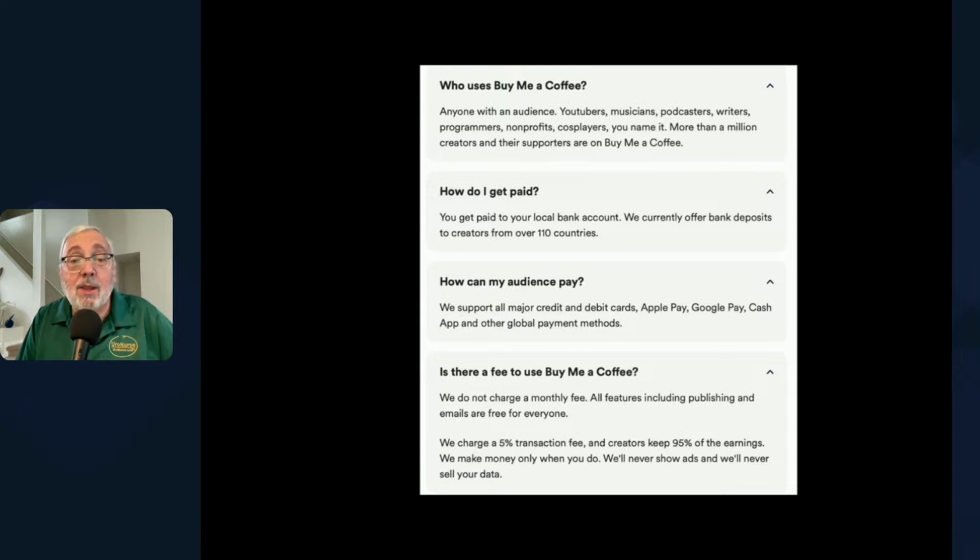How does your audience pay you? Well, all support comes from major credit cards, debit cards, Apple Pay, Google Pay, Cash App, and other global payment systems. So the stuff that everybody already has on their phones. And is there a fee to use it? Well, they don't charge a monthly fee or anything like that. They make a small charge, a 5% transaction fee, and the creators collect 95%. So for every dollar, you get 95 cents.